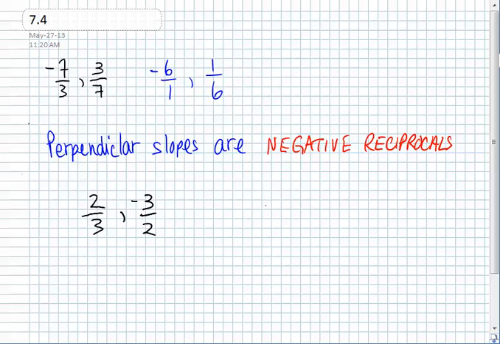If you had a slope of negative 7, then the negative reciprocal of that is going to be positive. Think of this as being negative 7 over 1. So now it's going to be 1 over 7. Flip it and switch the sign.